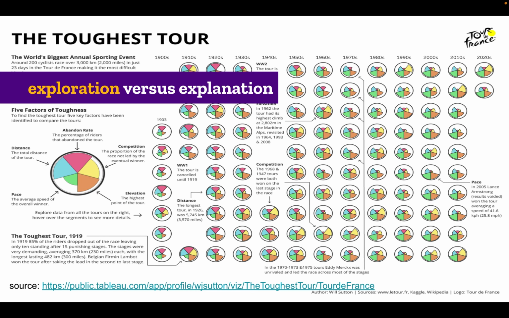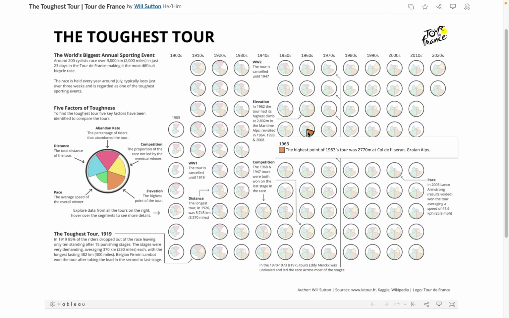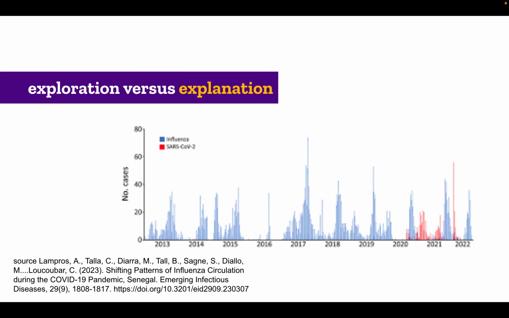As we see with this exploration, the viewer does the work. This is an interactive visualization of Tour de France toughness elements. Rather than having one large overarching message, the viewer is expected to highlight and click on different elements to get information. In this case, the viewer is expected to see what elements are there and craft and investigate their own questions.